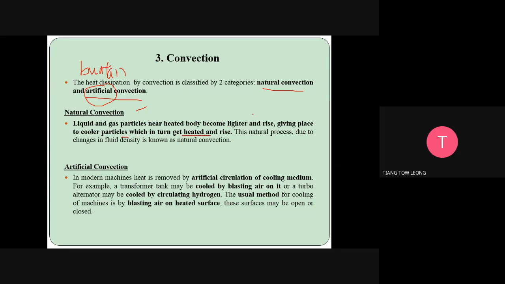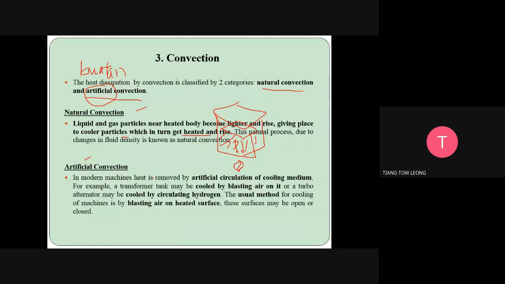So for example, we have a tank of oil. When we heat it up, the hot oil will go to the top, and the cool oil will go to the bottom. This is called natural convection.